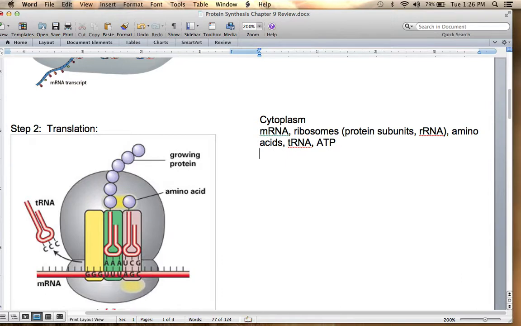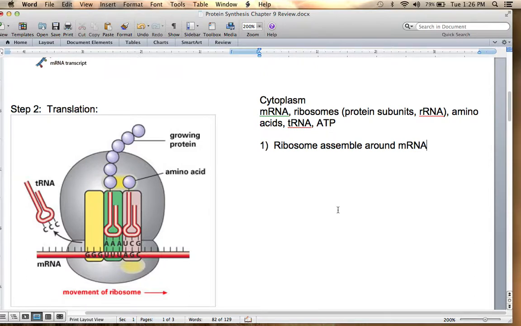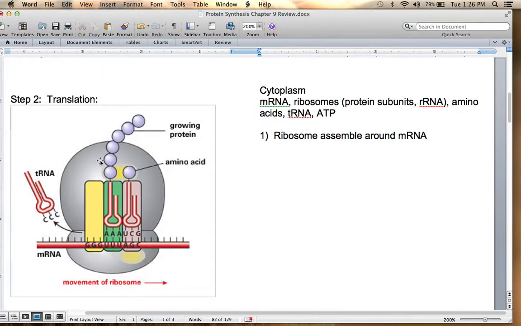So translation is broken down into three separate things that occur. The first thing that's going to happen is the ribosome is going to assemble around the messenger RNA strand. In the picture, you can see that the large subunit of the ribosome and the smaller subunit of the ribosome have sandwiched this messenger RNA strand between them. So the ribosome assembles around the messenger RNA.